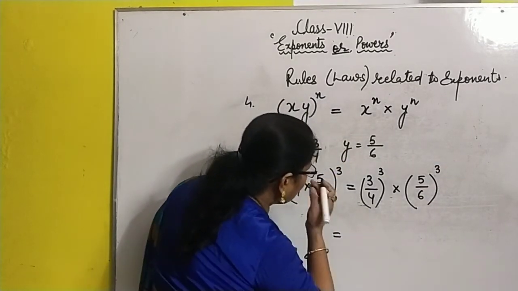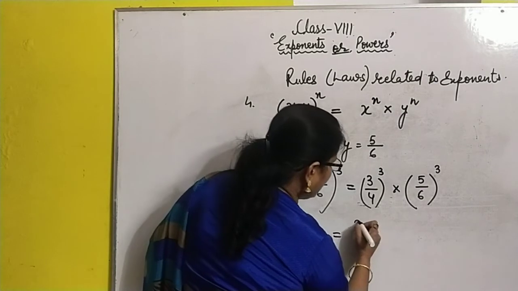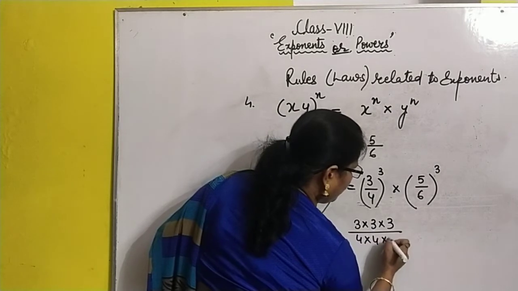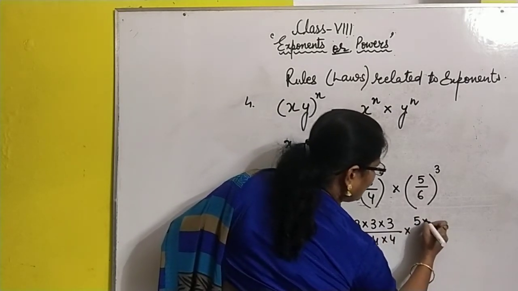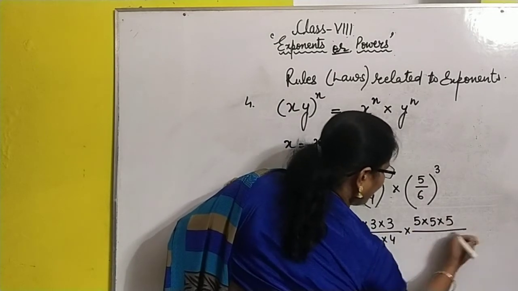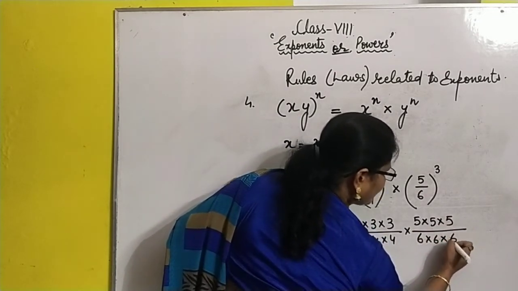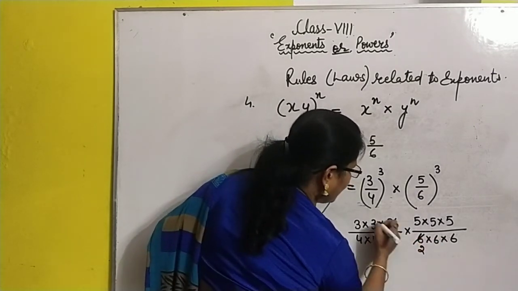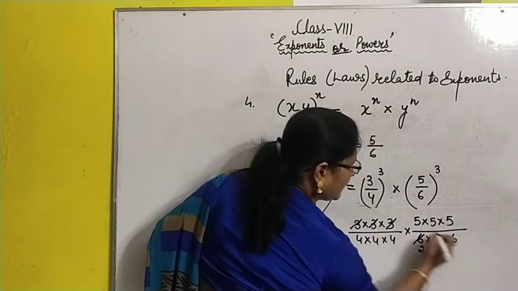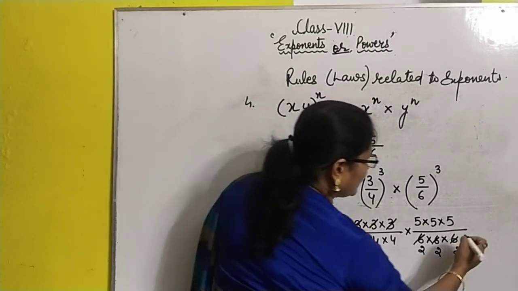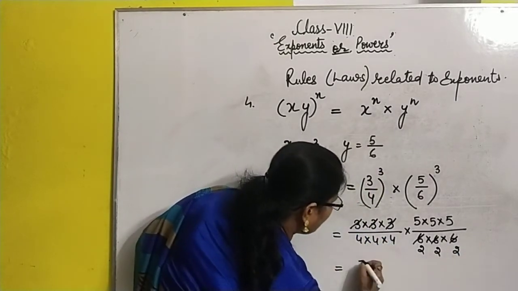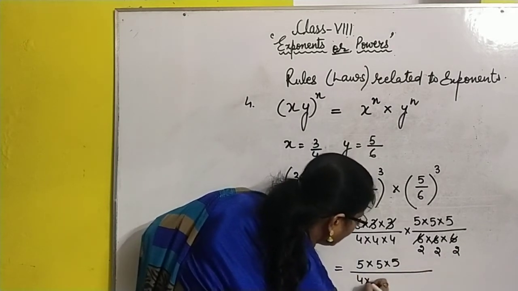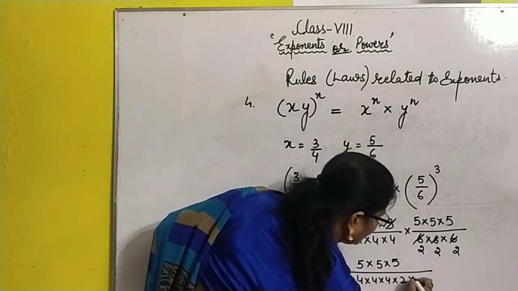In the next step, what will you do? You will write 3 into 3 into 3 divided by 4 into 4 into 4, into 5 into 5 into 5 divided by 6 into 6 into 6. Okay, so you can divide this 6 by 3: 3 twos are 6, 3 twos are 6, 3 twos are 6. So in the next step you will write 5 into 5 into 5 divided by 4 into 4 into 4 into 2 into 2 into 2.